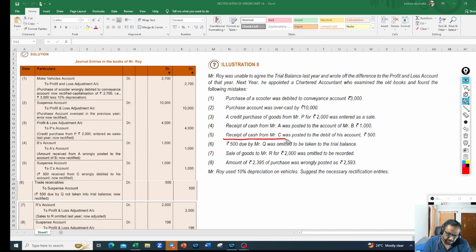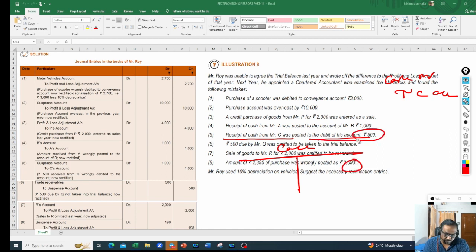Receipt of cash from Mr. C was posted to the debit of his account, 500. When we receive the cash from C, what entry we write? Cash account debit to C account. So when I prepare the C account, I have to credit this amount, but they posted to the debit of his account. Here they debited. So what I'm supposed to do? I need to rectify this.